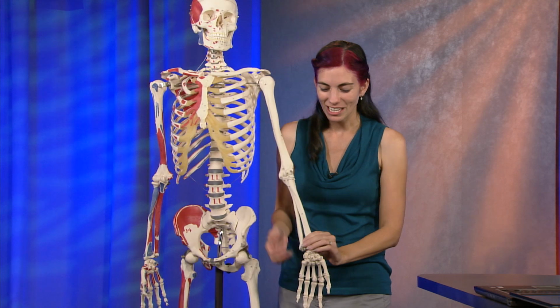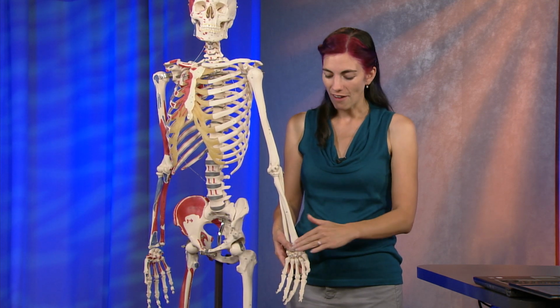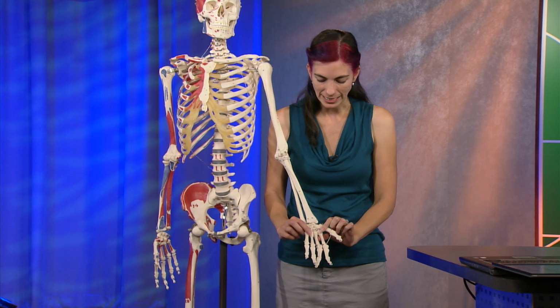All right, and finally, we're going to take a look at the bones of the hand. The bones of the hand are very similar to the bones of the feet, where you have a whole lot of bones in here and kind of the same arrangement. So the bones of the hand are the carpals, the metacarpals, and the phalanges respectively. So what we want to do is come back to this model here and see if we can actually see some of these.